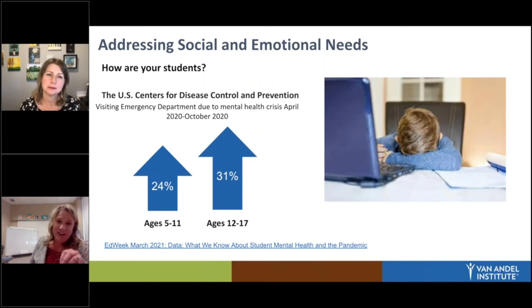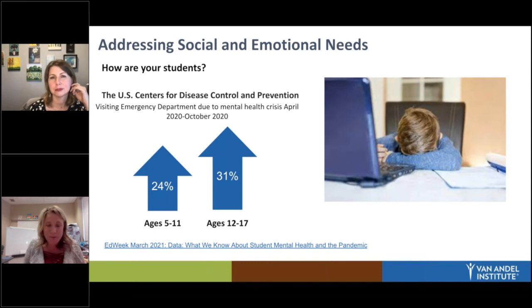Well, I want to pull some data here for you, and this really surprised me. This is quite recent data that came out in March of this year. The U.S. Centers for Disease Control and Prevention looked at emergency room visits due to mental health crises from April of 2020 to October. In ages 5 to 11, so your elementary students, there was a 24% increase in ER visits due to mental health issues, and for our secondary students, a 31% increase. When you first showed me that, I was just so stunned. That's real change, a real, dramatic and traumatic effect on our children. Absolutely. And so we know that tending to their emotional needs is very important.